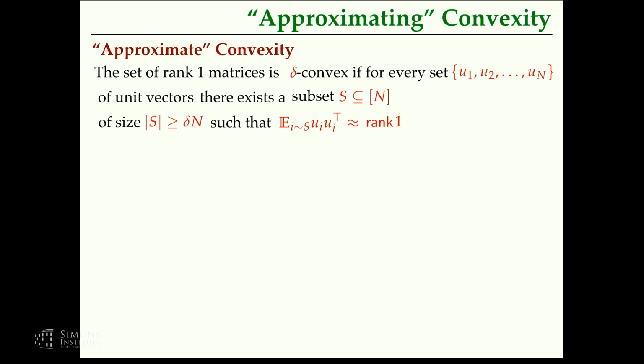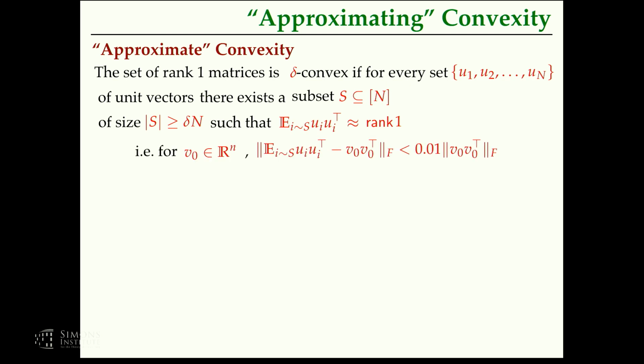Okay? So previously, just to remind you, assuming that the set of rank 1 matrices is convex is like assuming that the set of rank 1 matrices is 1 convex. Like if I take any subset, the expectation of UI UI transpose on that subset would be rank 1. Now I'm trying to ask for a relaxed version of it. All I want is that for every possible subset of rank 1 matrices, there should be a delta subset of it such that the expectation of UI UI transpose restricted to it should be close to rank 1. If this happens for some delta, I would say that rank 1 matrices are delta convex. Is the definition clear? Good, great.